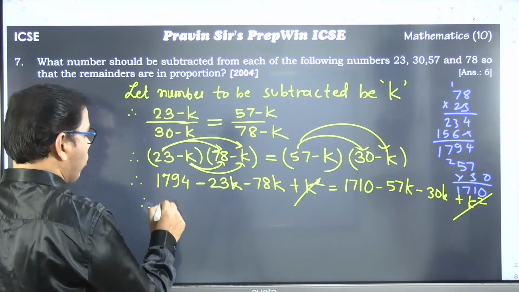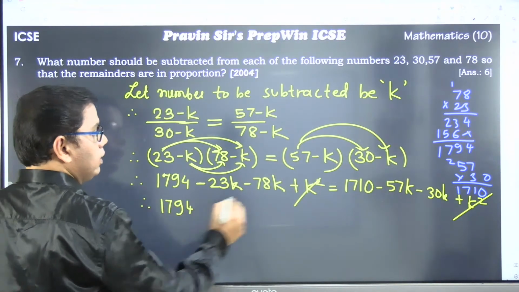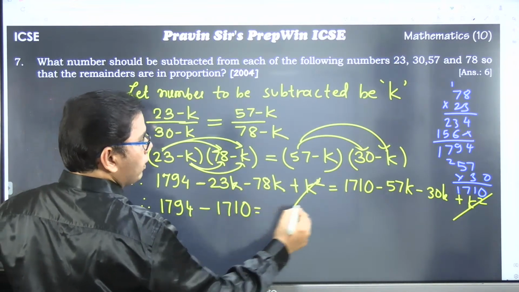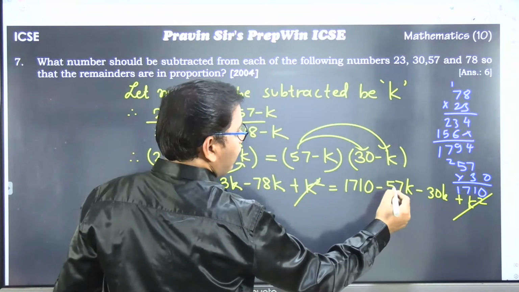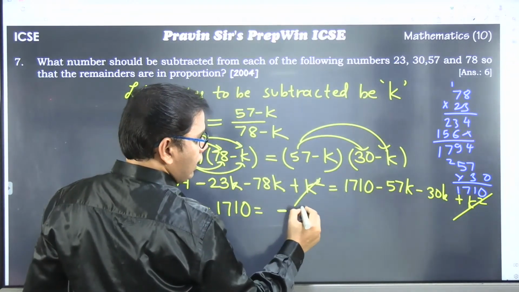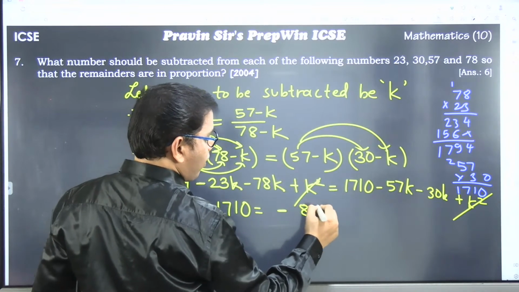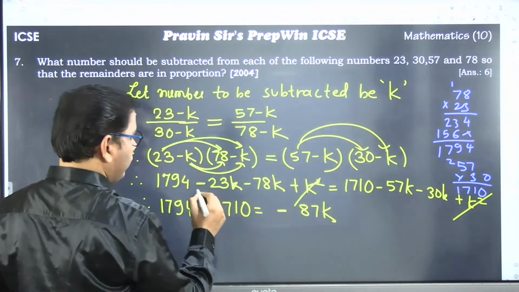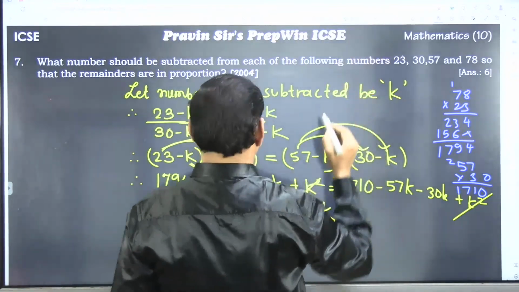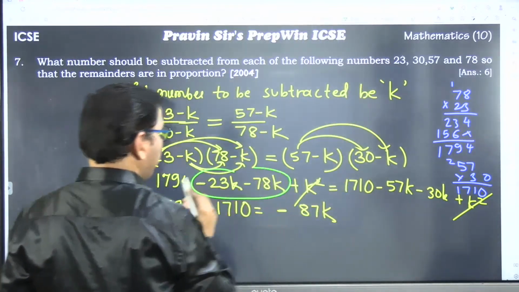अब क्या करते हैं, 1794. This number we will bring this side, 1710. And what is this? Minus 57 minus 30 is minus 87k. Am I right? Minus 87k. और इसको solve करेंगे. ओके, इन दोनों को solve करते हैं तो how much do you get?